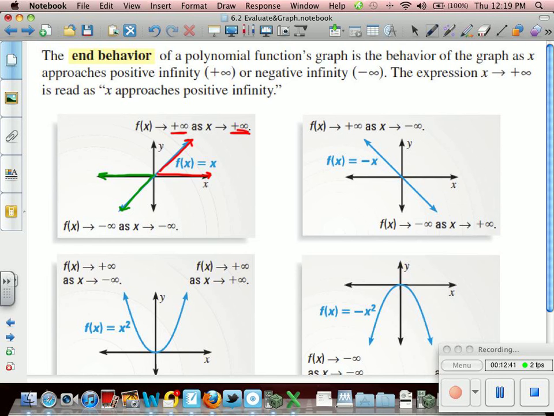If you have a negative slope, your graph is going down in a linear. So as my x's go to negative infinity, my y's are doing what? Going to positive. And as my x's go to positive infinity, my y's go to negative infinity. We've done those before. We're very familiar with those.